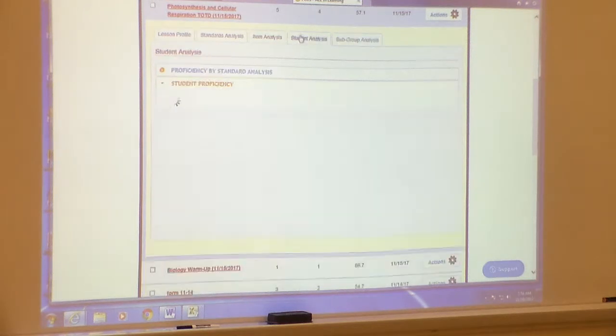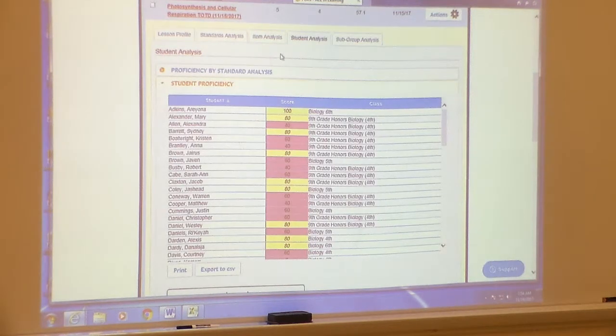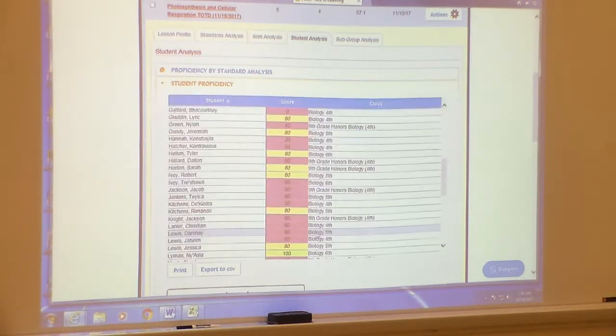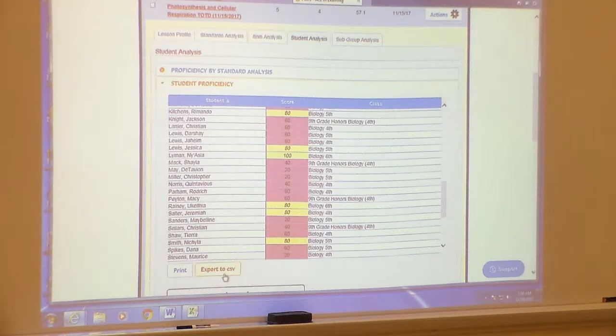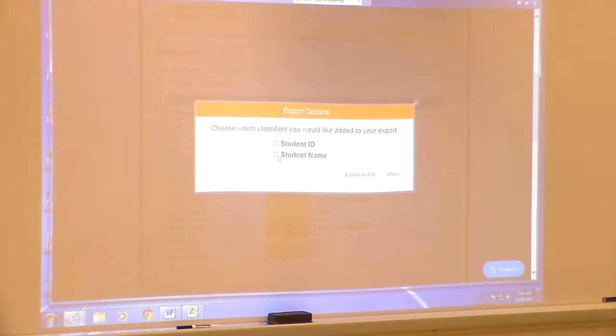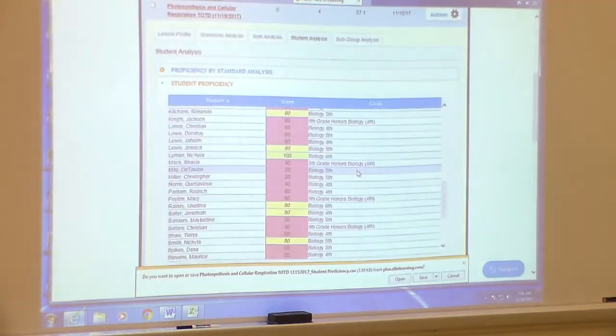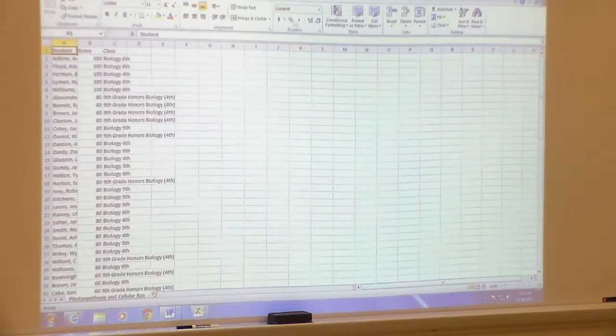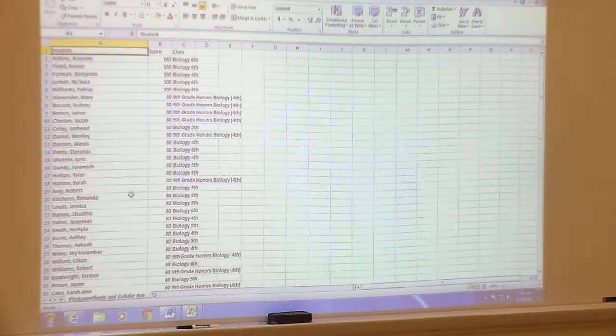And then when you break it down, it gives you your student analysis. You can see their grades and see who's in the red, yellow, and green. And if you wanted to do something with that, you can even export it right here to your CSV. So if you've got that, you can do it by student name, and you can export it into your CSV, and it'll give you your spreadsheet right here if you wanted to use it for something.